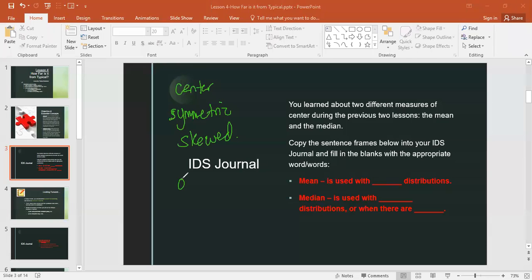Okay, we talked about, we had this word here, outlier, right? So some words to consider for our blanks here. I'm going to give you guys a minute to complete your statements here and in your journal, and then we'll ask a few people to contribute.